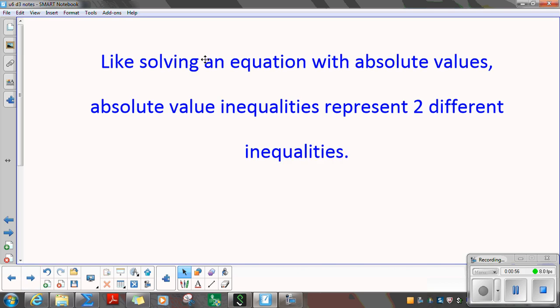We are solving these like we did with the equations for absolute values. We should be getting 2 different inequalities as our answers for absolute value inequalities. Just like with absolute value equations, we got 2 different answers, 2 different solutions. So this will give us 2 different inequalities to represent all different solutions here. And it will result, like, the 2 different inequalities are basically a compound inequality.